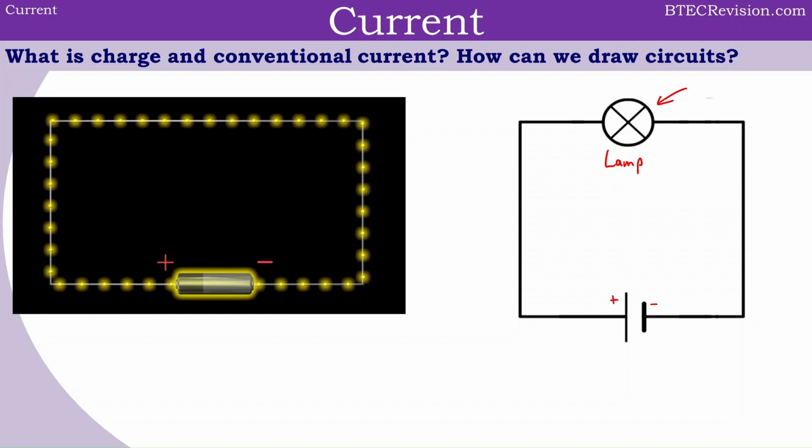These drawings that we draw are called symbols. So this is the symbol for a lamp, and this is the symbol for a cell. On the other side, we have a cell as well, and we have a wire, and these are called components. These are things that we can actually hold. On the right side here, these are called symbols, which are the drawings of these components.